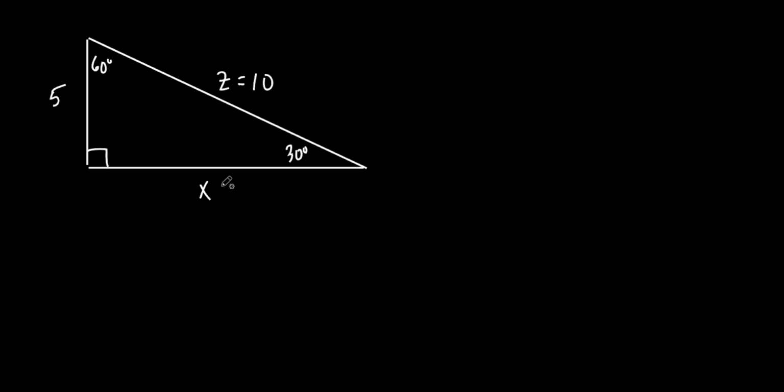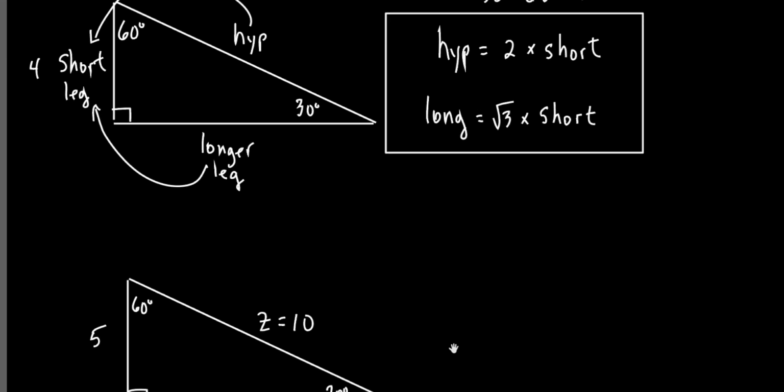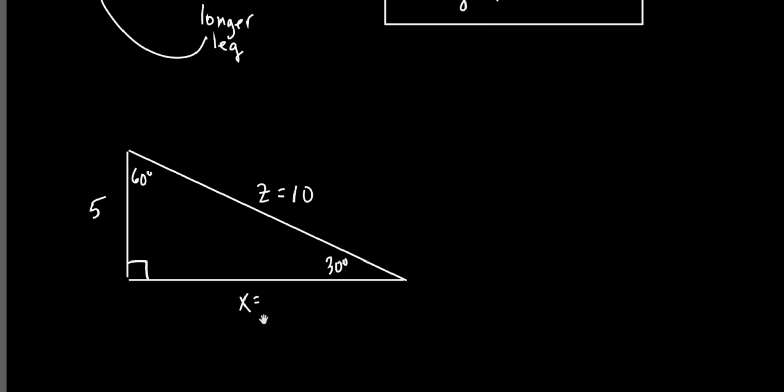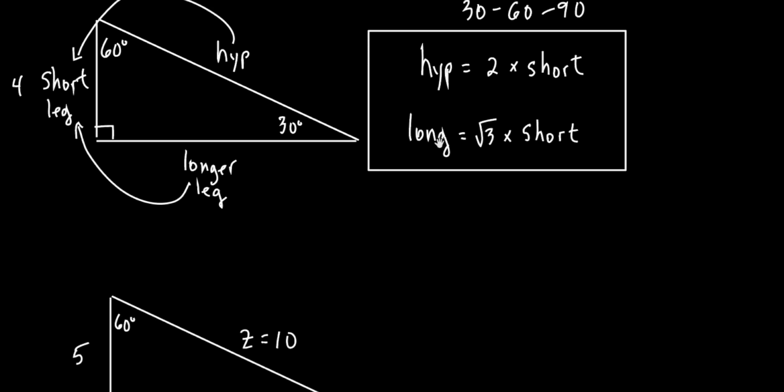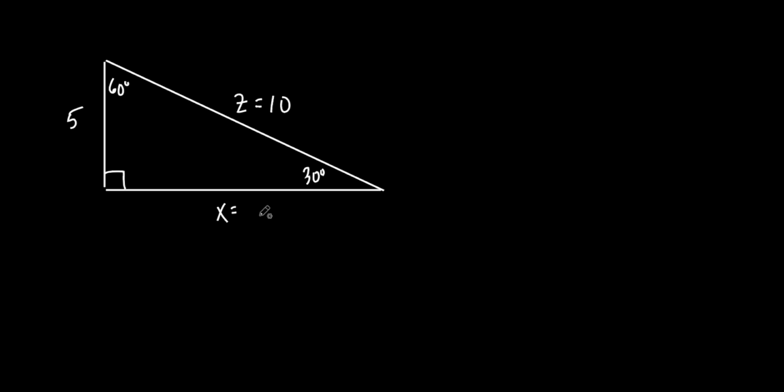Actually, the X could be easier. Look at the formula. What is X? X is the longer side, isn't it? It's the square root of 3 times the shorter side. So what's the shorter leg right here? It's 5. So how do I find that? It's 5 times the square root of 3.